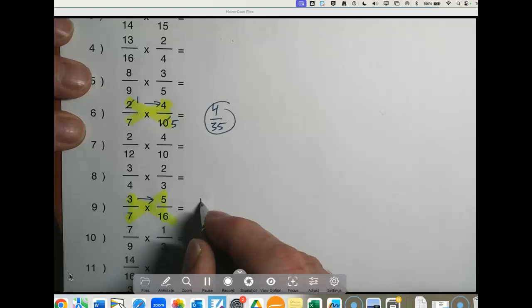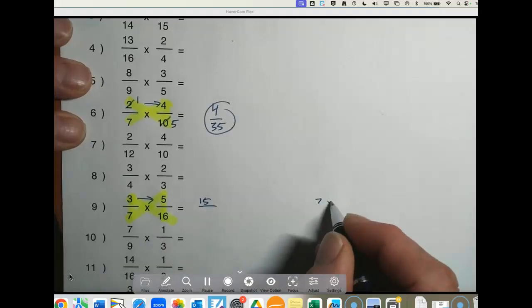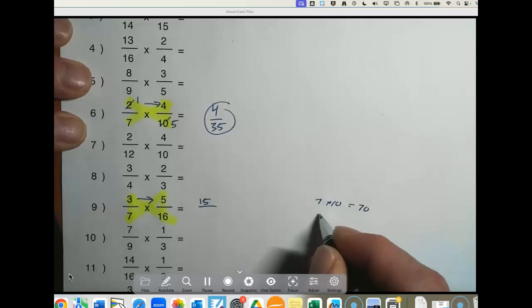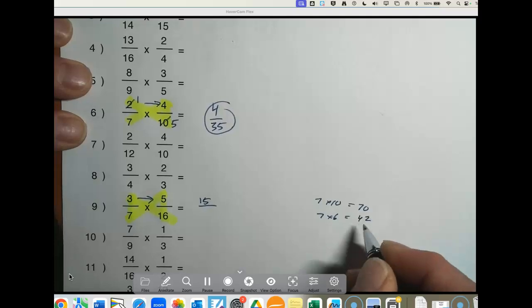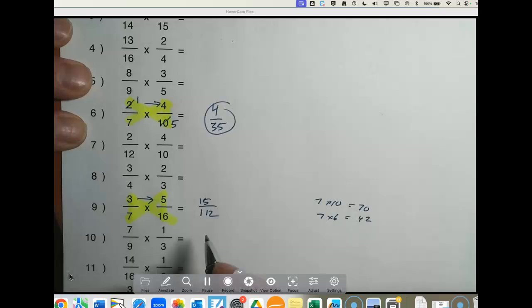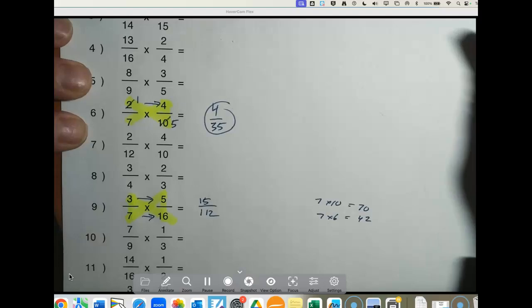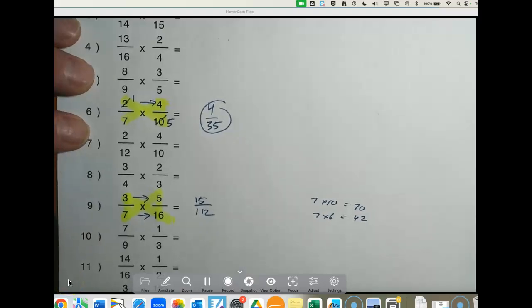So 3 times 5 is 15. We have 7 times 16. Well, think about 7 times 10 would be 70. And then 7 times 6 would be 42. So looks like this is going to be 112. Now, when you think about that, those are some pretty big numbers, 15 and 112.